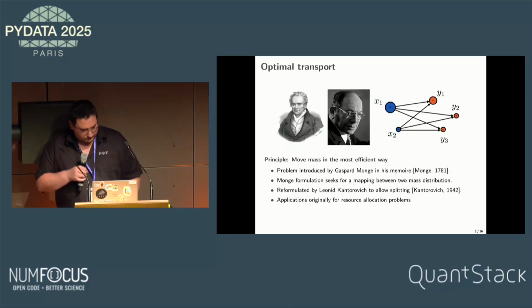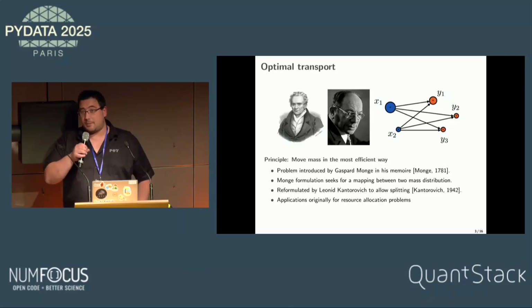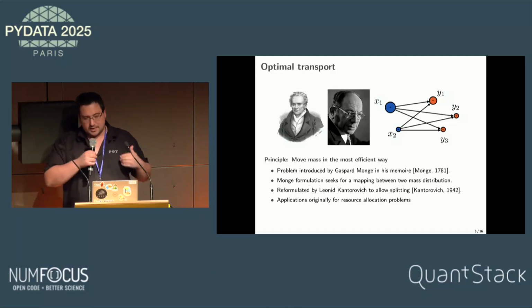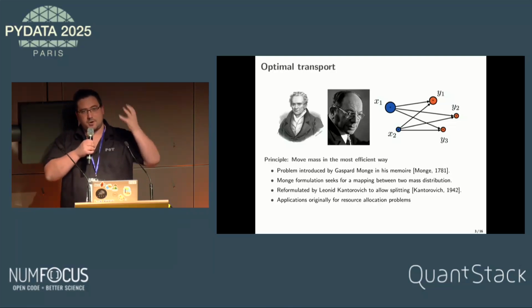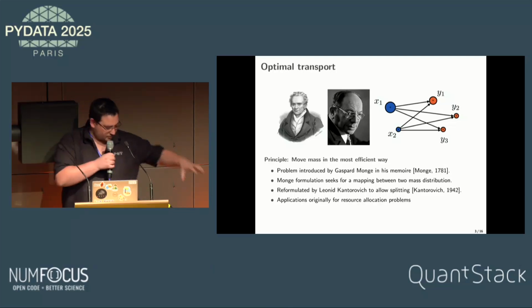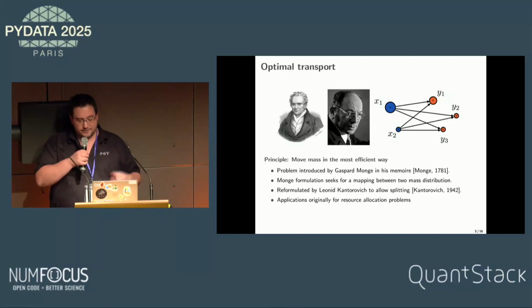Okay, so first, what is optimal transport? Optimal transport is a mathematical problem that was first asked by Gaspard Monge in 1781. The question that Monge asked was, I want to move mass, so I want to move a pack of dirt from one position to another position, and I want to find the optimal way to move this dirt. So when I take the mass here, where should I put it so that I minimize the total effort of moving the mass?